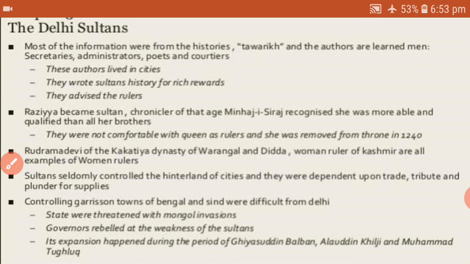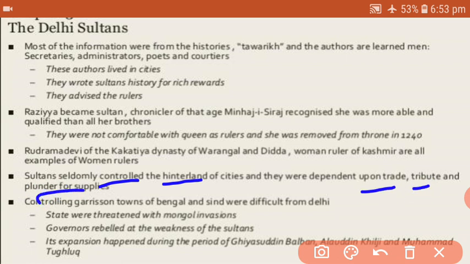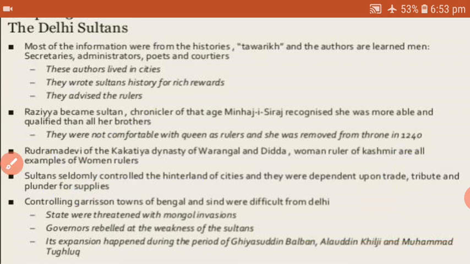Sultans seldom controlled the hinterland. Now hinterland means the part around the city that supplies goods. They were not able to control the hinterland of the cities, and they were dependent upon trade, tribute, and plunder for supplies. Controlling garrison towns, meaning fortified towns, of Bengal and Sindh was also difficult from Delhi, because, being very far from Delhi, they were not controlled easily.